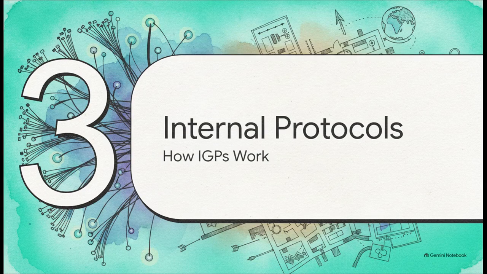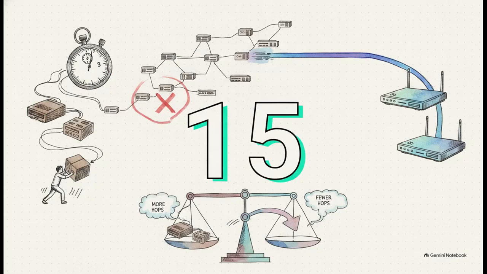Section 3. How internal protocols work. I want you to burn this number into your memory, 15. That number is the absolute maximum hop count for the RIP protocol. Because RIP measures distance purely by how many routers a packet traverses, it enforces a hard ceiling. Any destination that is 16 hops away is considered completely unreachable. That is a severe limitation for growing networks.